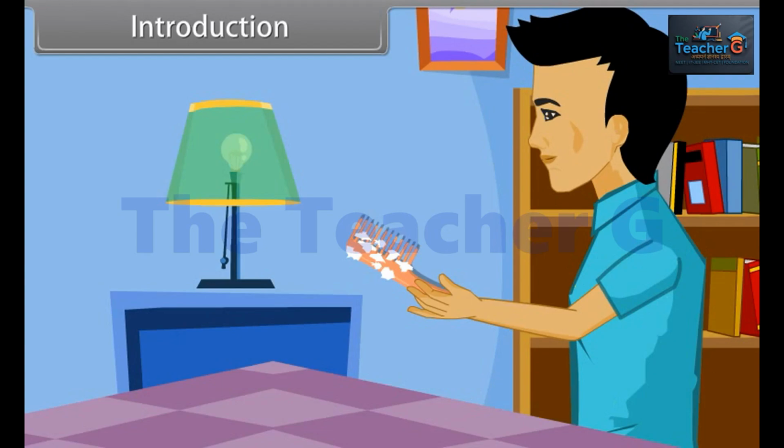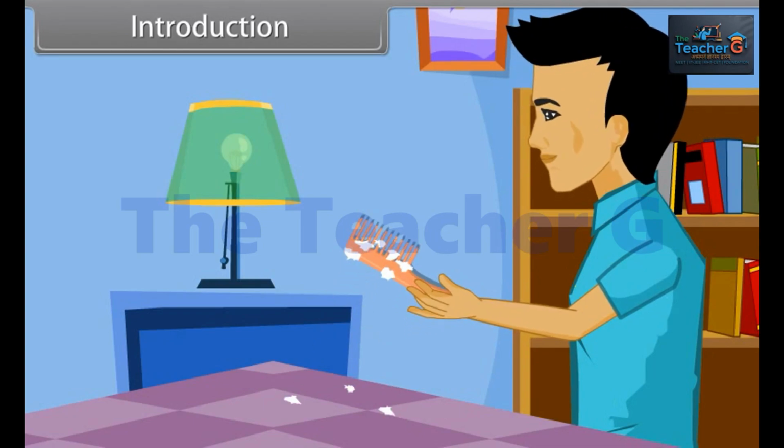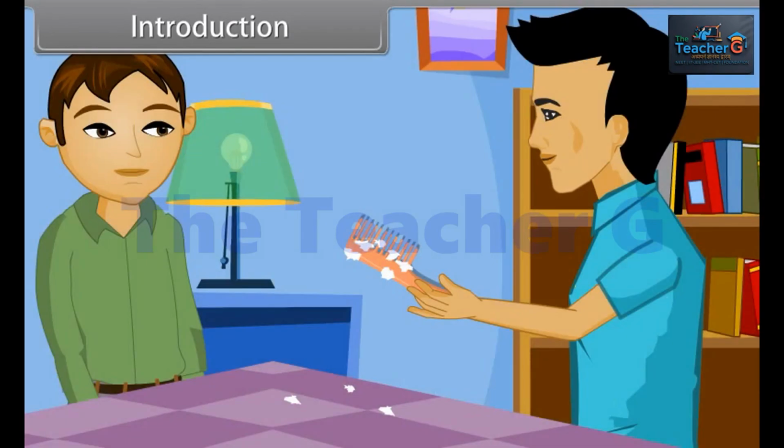He observes that some pieces of a paper are stuck to the comb. He shakes the comb well, but only few fall down, while others are still stuck to it. He asks Sanjay why paper pieces are attracted towards the comb.